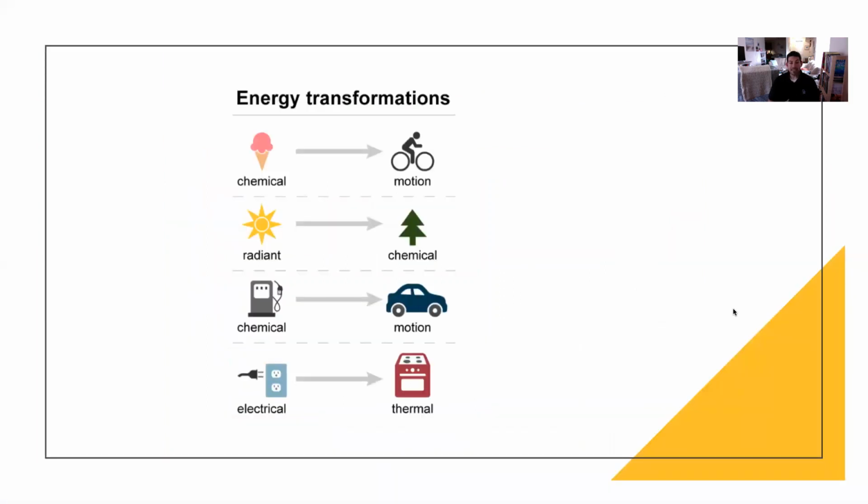Well, for us in chemistry class, we're really thinking about chemical energy, and chemical energy is a form of potential energy, but chemical energy can be converted into motion. All right, you eat an ice cream cone, you go ride your bike. Chemical energy can be converted into motion when we think about a car moving. Radiant energy can be converted into chemical energy when a plant undergoes photosynthesis. But for us, chemical potential energy will be converted into thermal energy, right? Heat. So we'll be getting into that.